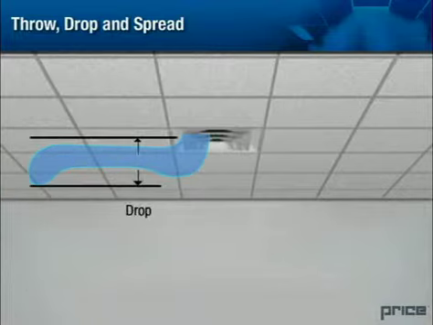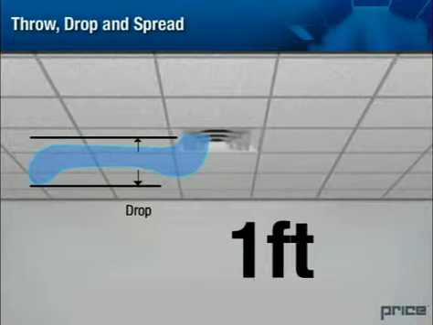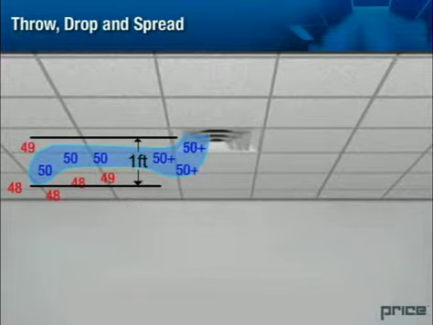Drop is the vertical distance from the diffuser to the bottom of the air jet. When we determine the drop, we also measure this distance for a specific air velocity. For example, the drop of this SCD is 1 foot at a terminal velocity of 50 feet per minute. This means that if we measure the air velocity at a point 1 foot below the diffuser, we will find that it's moving at 50 feet per minute.